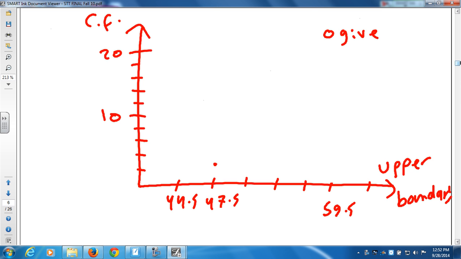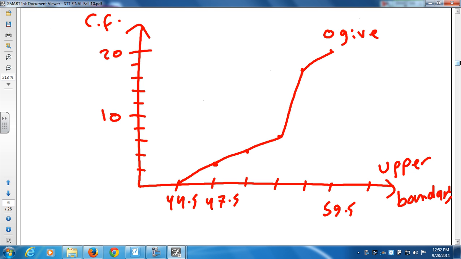And I said 1, 3, 7, 17, right? So 1 will be here. Remember, it's upper boundary. 3 will be here, approximately, and then 7 will be here, almost, and then 17 will go up, almost here, okay? And then finally I reach 20. And then I connect them together like that, without closing. But the first part, because it's starting from the beginning of the class, it was 0, there was no frequency then, so you can close it like that, okay?